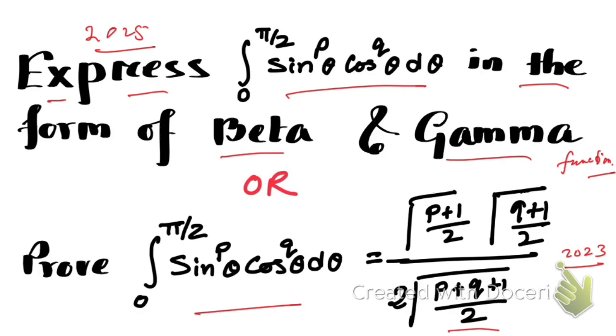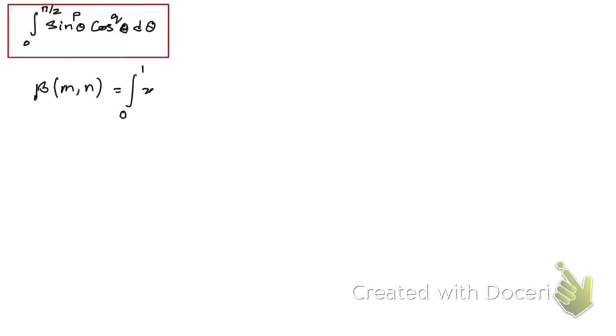So now let's start. We need to express this in the form of gamma and beta function. How to express this? We know the beta function: beta of m and n is defined as integration from 0 to 1 of x to the power m minus 1, into 1 minus x whole to the power n minus 1 dx. We know that, right?